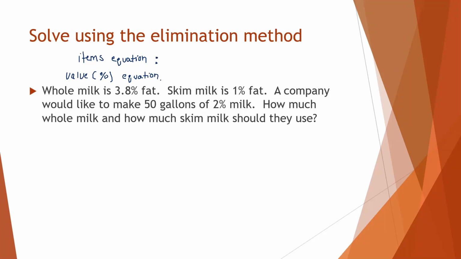So what are the items that I'm working with? Well, when I look at the question that they asked me, I see that my two items are whole milk and skim milk. And so in my items equation, I'm going to make whole milk X, I'm going to make skim milk Y. These are the items I need to figure out. So I'm going to be mixing together some whole milk plus some skim milk in hopes of creating 50 gallons. So this is how much they want to make. So that's that word make there. So when I mix these two, my two items get mixed together for 50 gallons total.